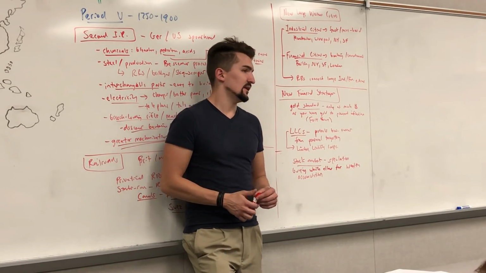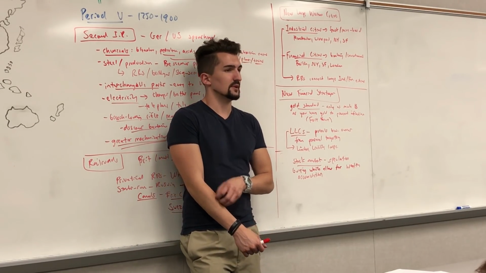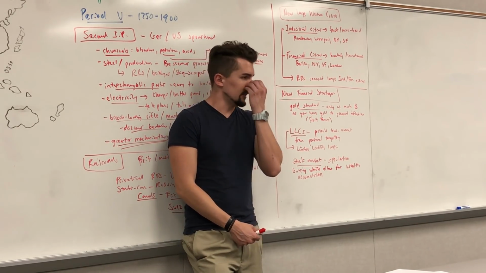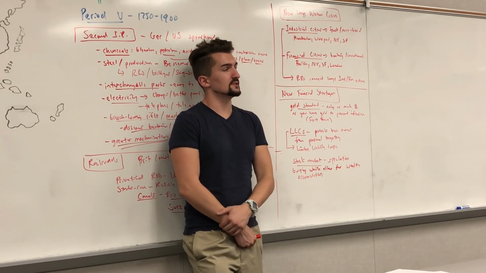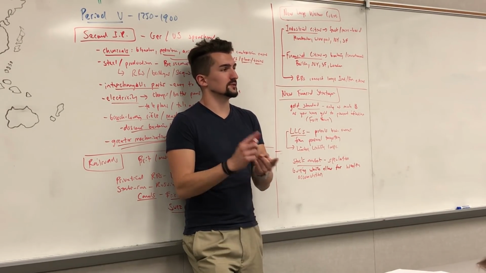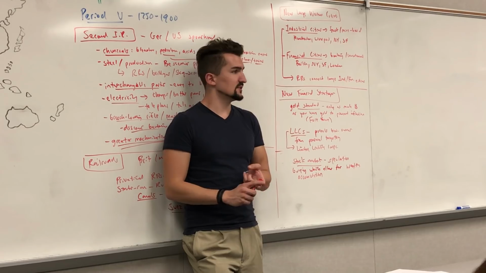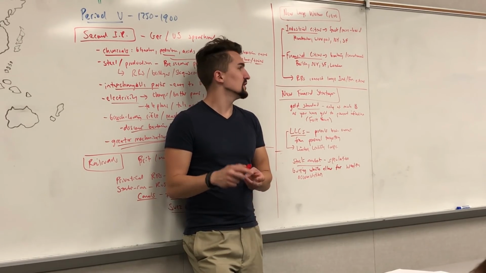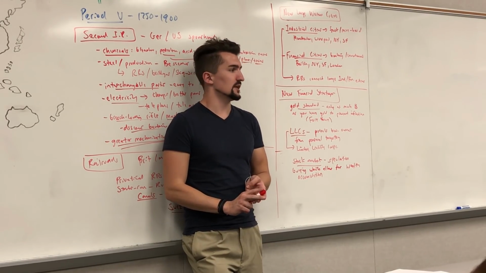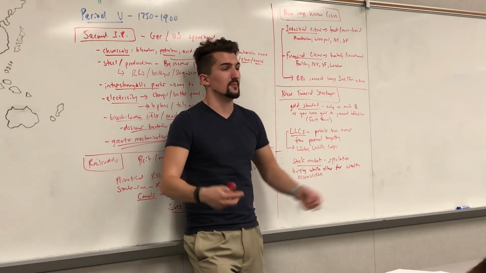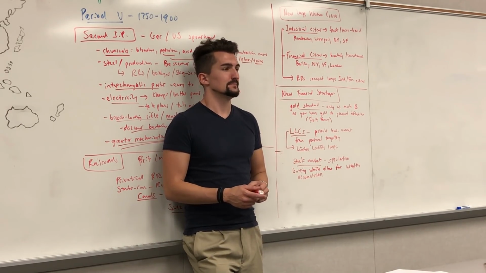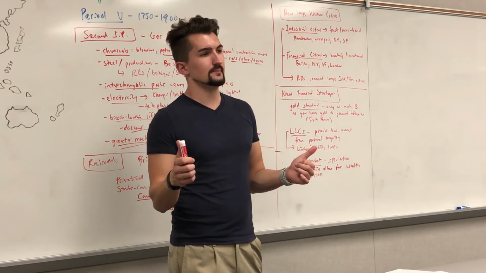All right, I highly doubt you get any questions on those, but that's the basics of what those things are. So financial institutions or innovations in period five would be, of course, the gold standard to limit inflation, LLCs to protect business owners from being sued, and the stock market to allow people to become potentially very rich or very poor very quickly. All right, you good about that? Are you good on that?